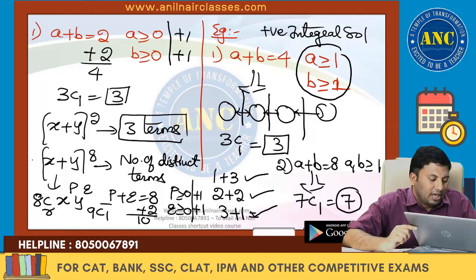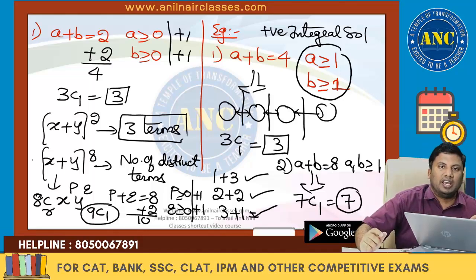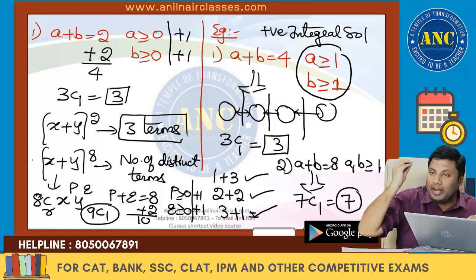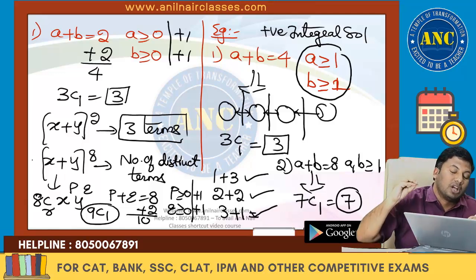There will be 9C1, which is 9. If 2 variables are there, directly it is k plus 1. But I am not interested in 2 variables. 3 variables, 4 variables, and so on.